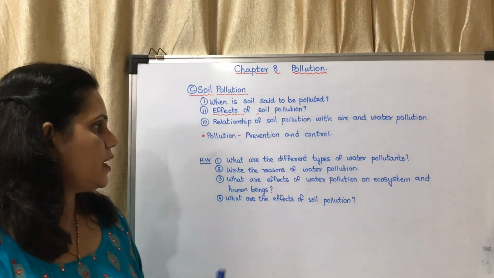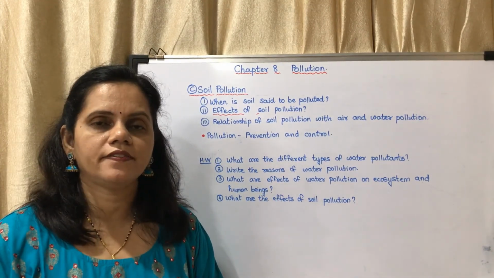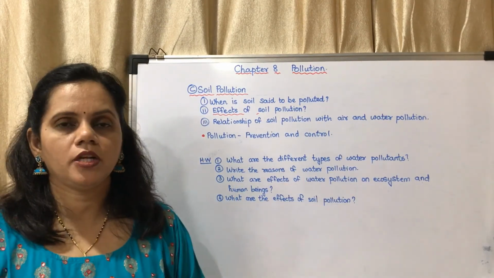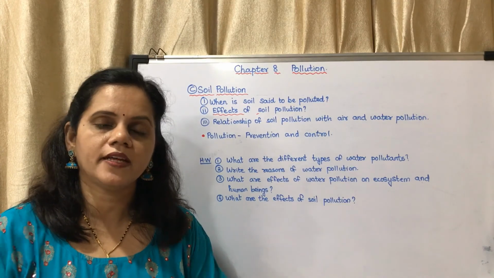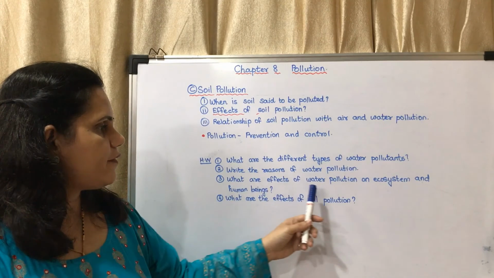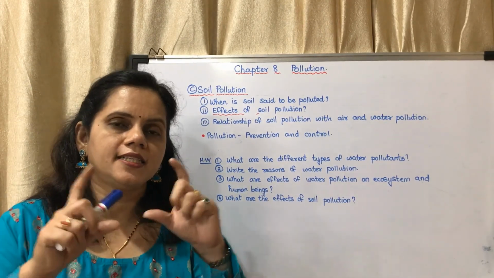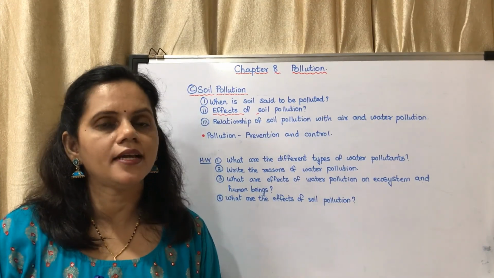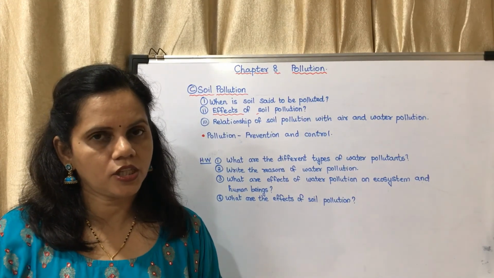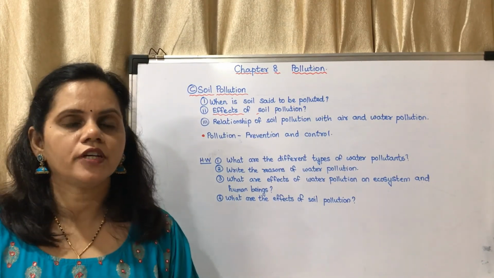Now the homework for today. What are the different types of water pollutants? What are the different types? Biological, inorganic and organic. Write the reasons for water pollution. Several reasons have been given. You may write down the chart which I have given. What are the effects of water pollution on ecosystem and human beings? There is a chart given. You have to write separately the effect of water pollution on human beings and the effect of water pollution on ecosystem. Next is, what are the effects of soil pollution?